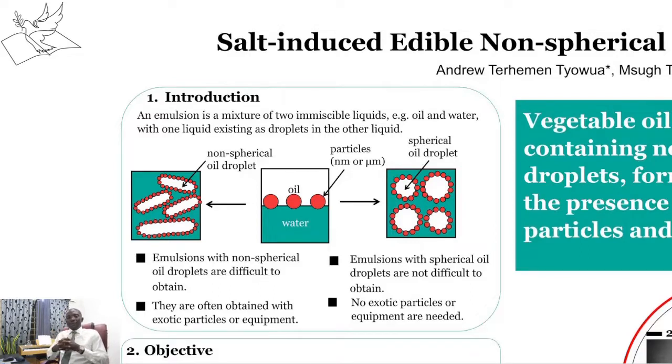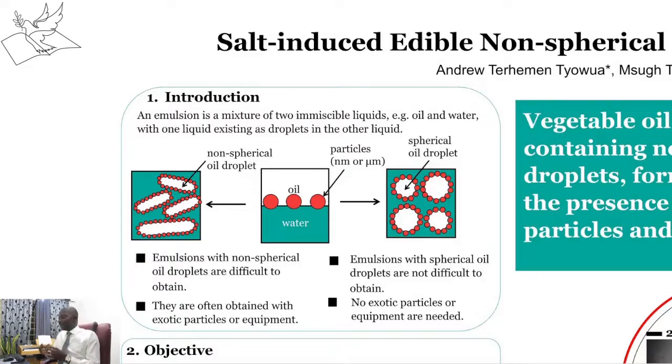Emulsions with spherical droplets are very easy to prepare, 100% or 99%. You mix the ingredients together, you're likely to get emulsions with spherical droplets. The story is rather different when it comes to emulsions with non-spherical droplets. In that case, either exotic particles or equipment are required. So here we report a method for preparing emulsions with non-spherical oil droplets in which exotic particles and equipment are not required.